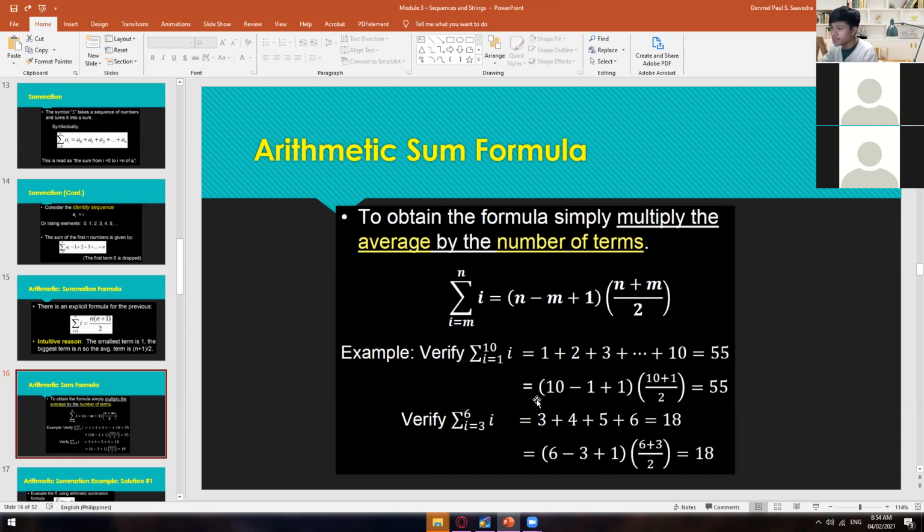All right. And then, since we already have this wherein it is not limited to 1 anymore, it could start with 3, right? So from here, just follow the same format or this formula. n here is 6, and your m here is 3, and then plus 1. So 6 minus 3 plus 1 is 4. Then just do the math: 6 plus 3 is 9, divided by 2 is 4.5. So 4.5 times 4 is equal to 18.